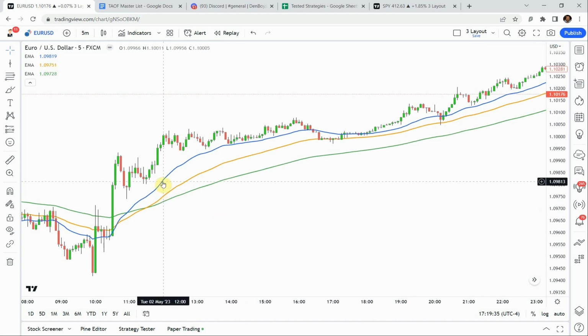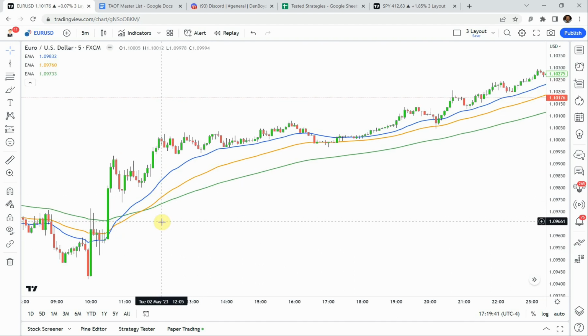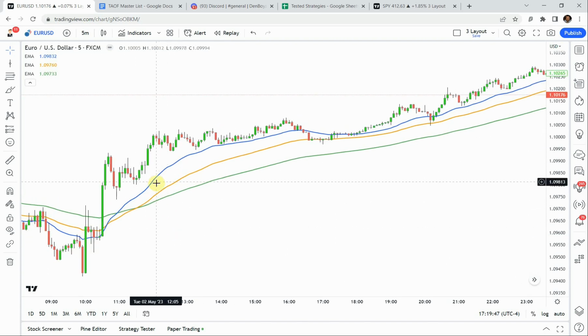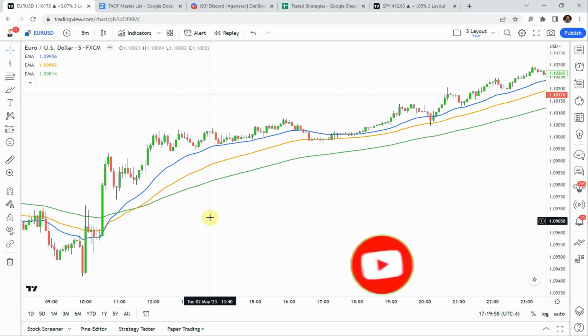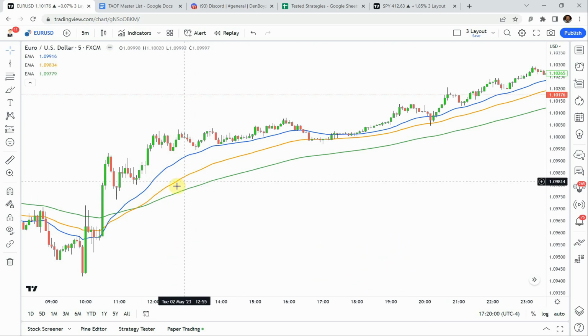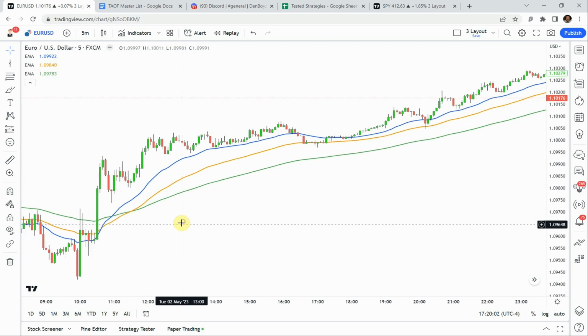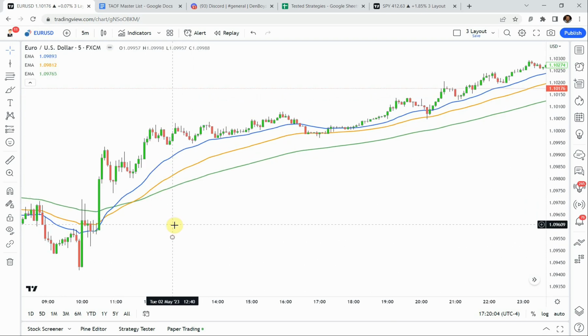Like I said, what we are looking for is the stack of the EMAs, the way they're stacked on top of each other. For long positions, we are looking for them to be stacked with the shortest period, then the middle period EMA, and then the longest EMA. So the shortest, the middle, and then the longest. We want those stacked on each other in that order.